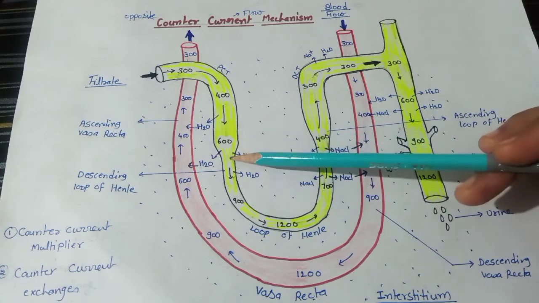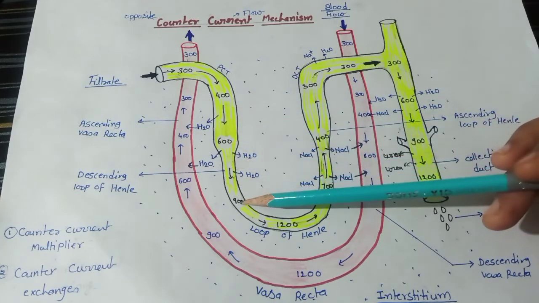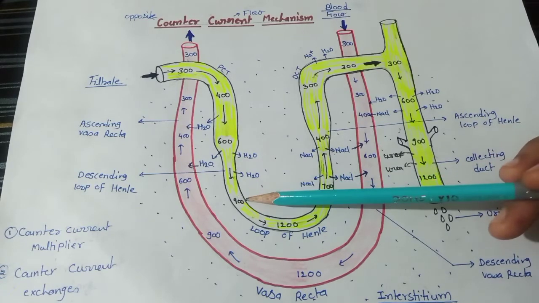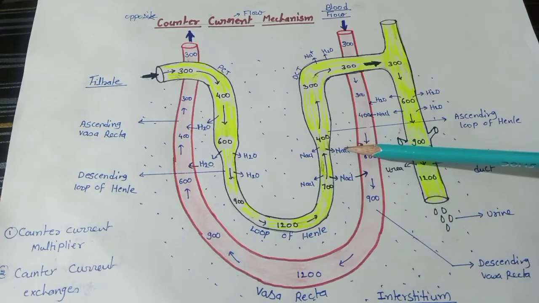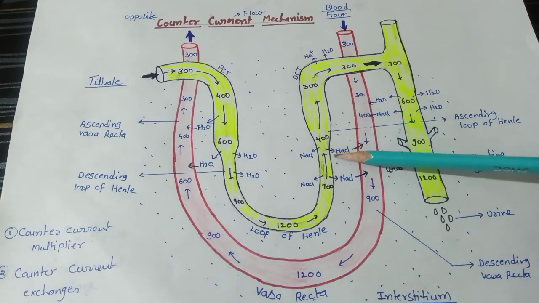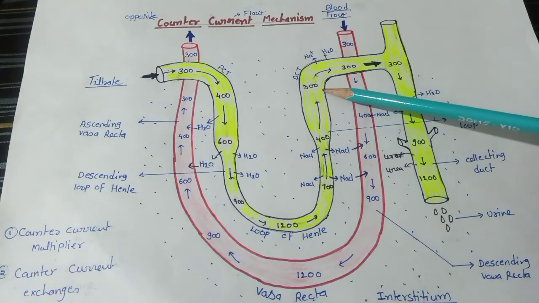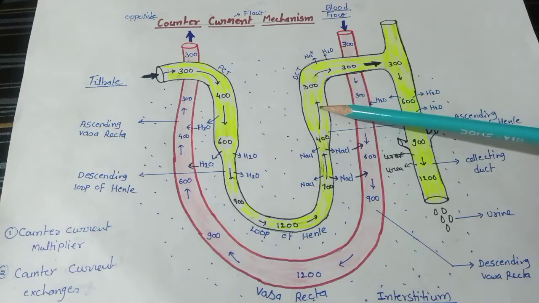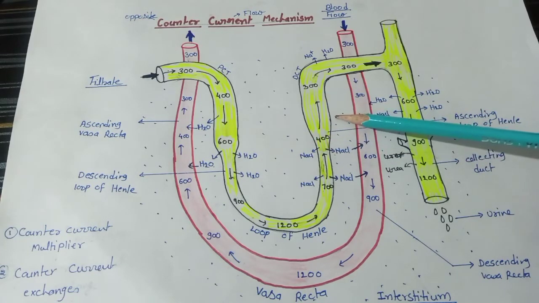So the concentration of the filtrate is going to be high, means 400, 600, 900. It is permeable for water, that's why now it goes upside in the ascending loop of Henle. So here osmolarity will decrease, means 700, 400, then 300. Why? Because it is permeable for salt, so all the salt is absorbed in the interstitium.